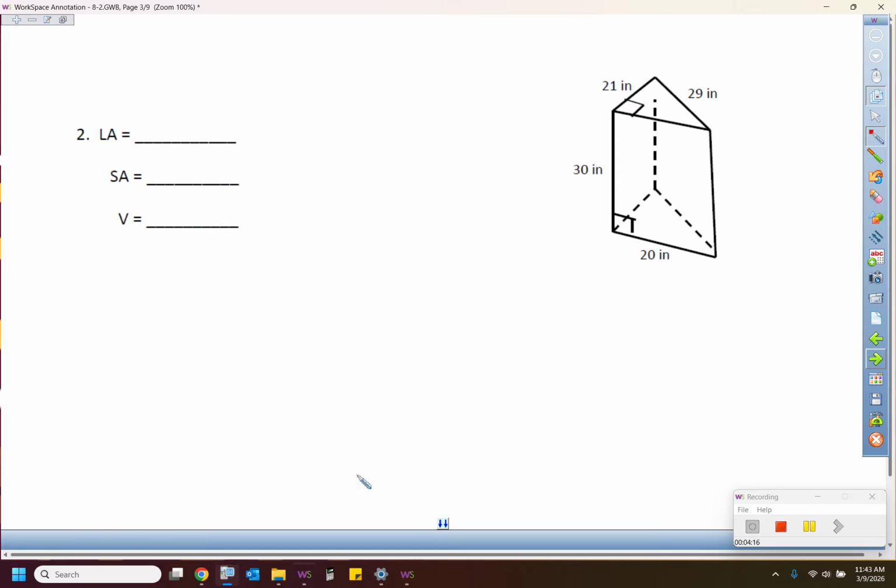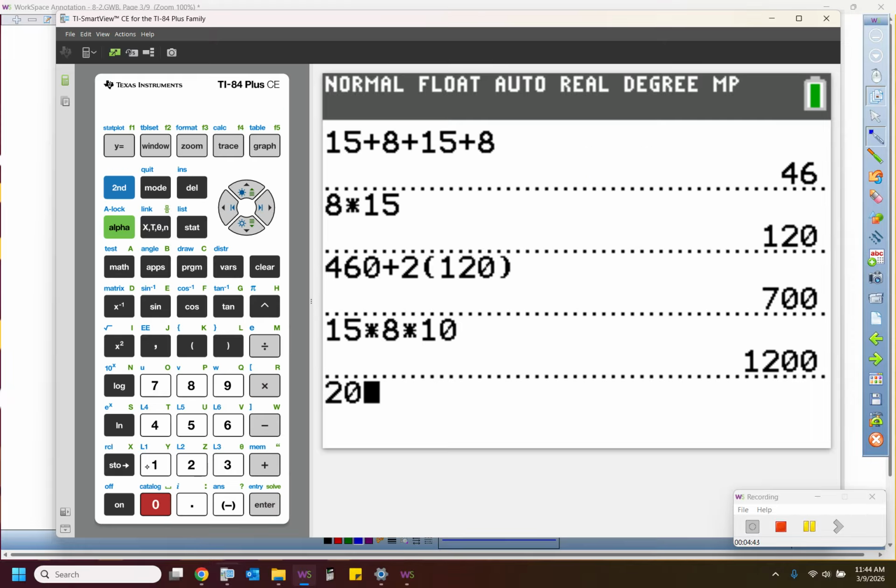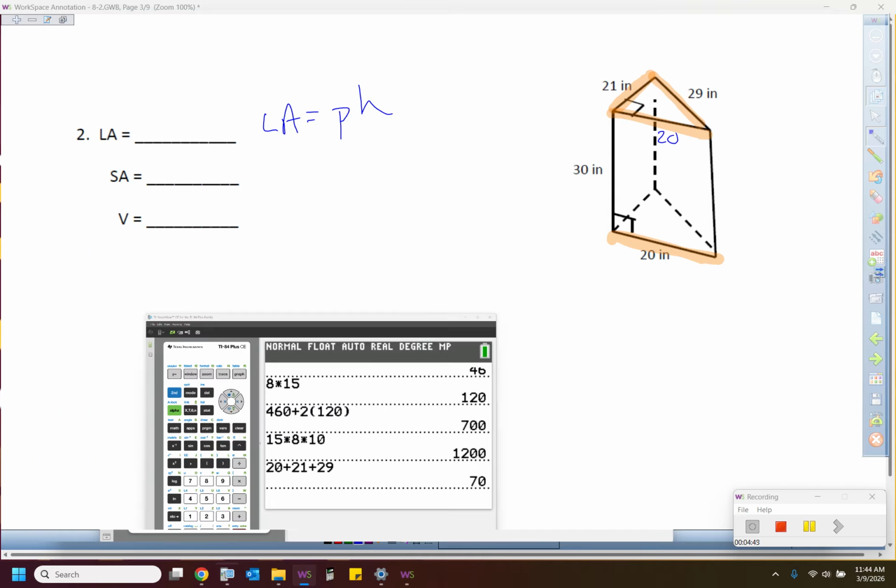So we'll still start. The formula for lateral area is perimeter of the base times the height. And it looks kind of tricky that they only give us these two sides. But look down yonder. They have a 20 right there. So I also have a 20 up here, because remember, the bases of a prism are congruent. So if I add those up, that would be the perimeter of the base, 20 plus 21 plus 29. The perimeter of the base is 70.